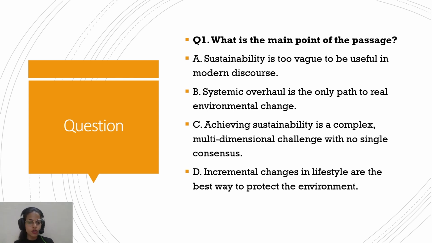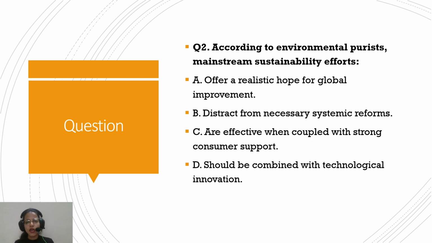But the main point is option C only, that achieving sustainability is a complex, multi-dimensional challenge with no single consensus. So if you have read the passage, you should have reached here and done it in only a few seconds. This question should not have taken more than 15 seconds or so, the only time being the time you invested in reading the question. Now let's see what question number 2 is.